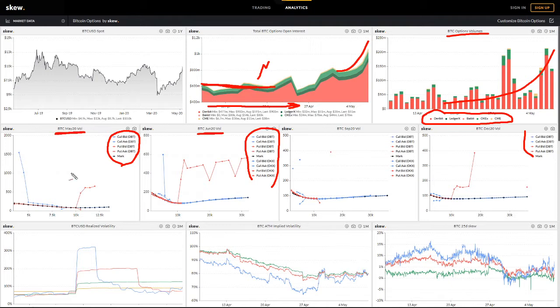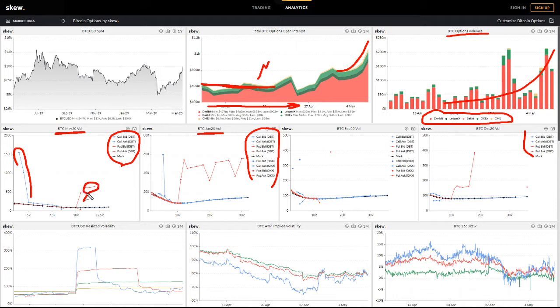This shows the implied volatility for specific options that's out there. And notice that we have some outliers here. We have some outliers like this one here. So these are call bids and call asks in blue, and then put asks and put bids in red.